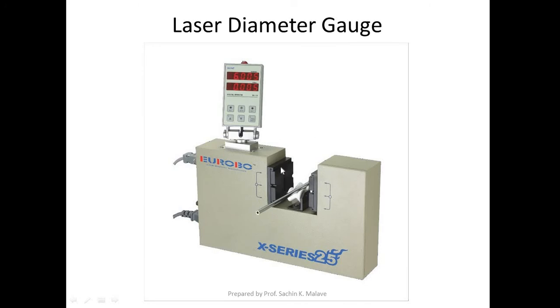Then this is the actual setup for the laser diameter gauge. As you can see, this is the rod whose diameter is to be measured, isn't it? This is the source of the light, the laser, this is the transmitter, and this is the receiver. In between the transmitter and receiver is the rod, and calibration is done. This is the display unit, so in the display unit you can directly get the diameter of the shaft.